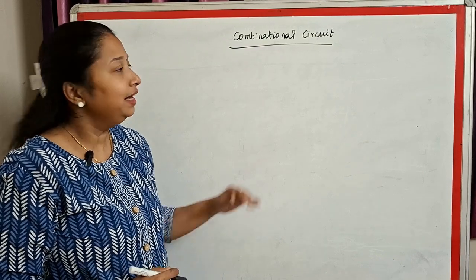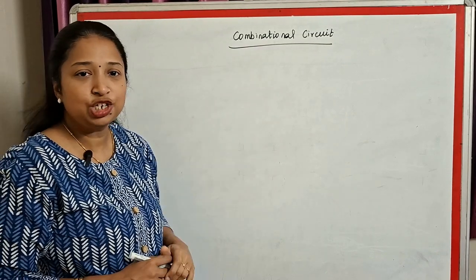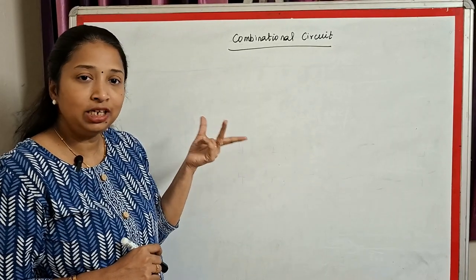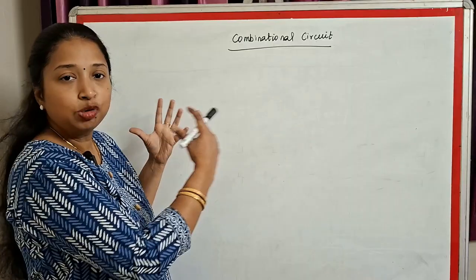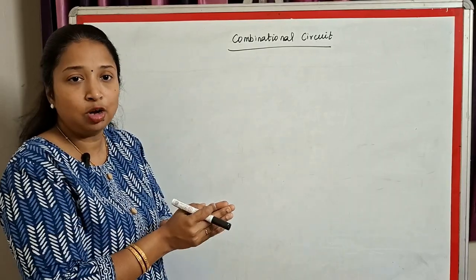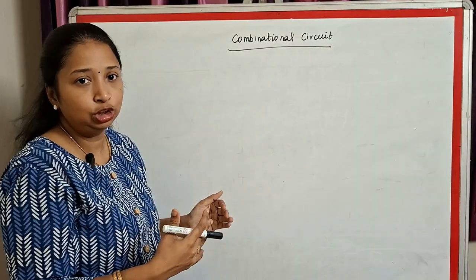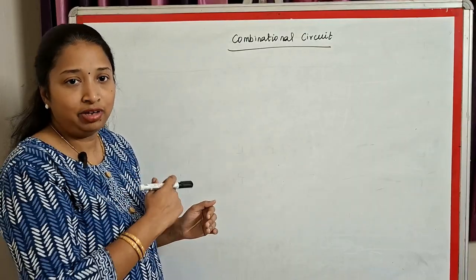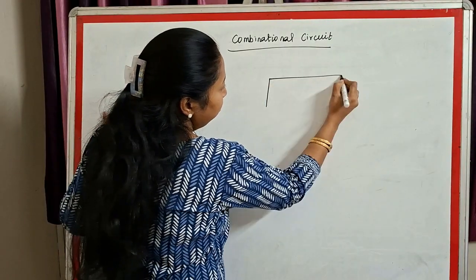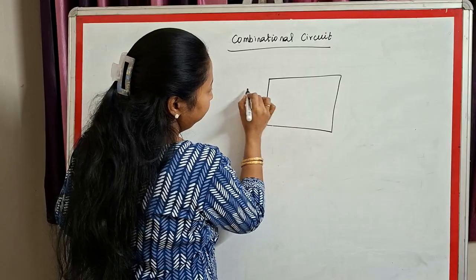Hello all. In today's lecture, we'll be studying about combinational circuits. What do you mean by a combinational circuit? As the name implies, if you have many logic gates all combined together to produce a specific output for a specific combination of inputs, without any feedback or any storage involved, then that circuit is called a combinational circuit.